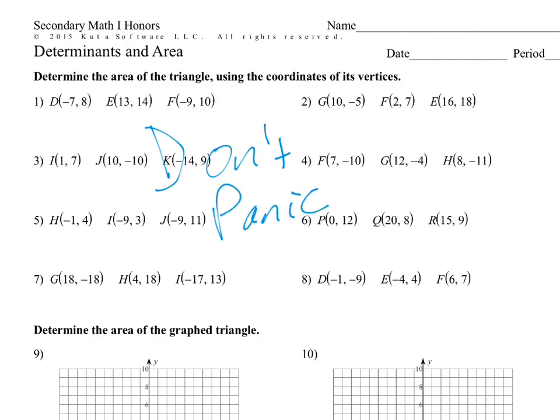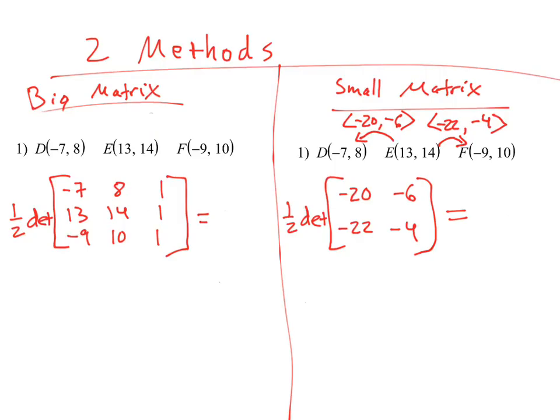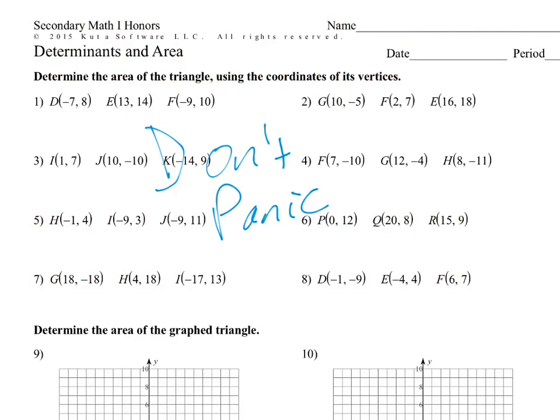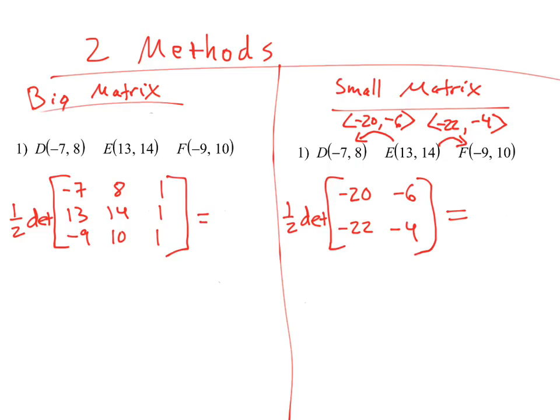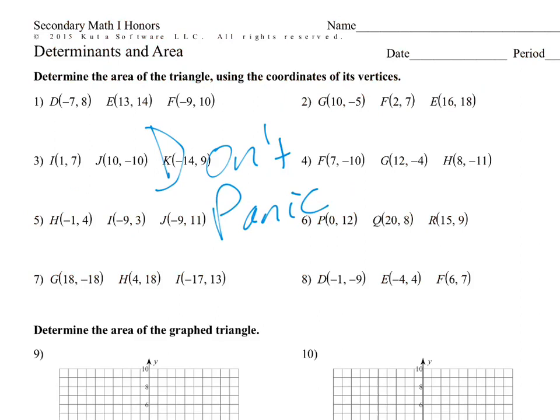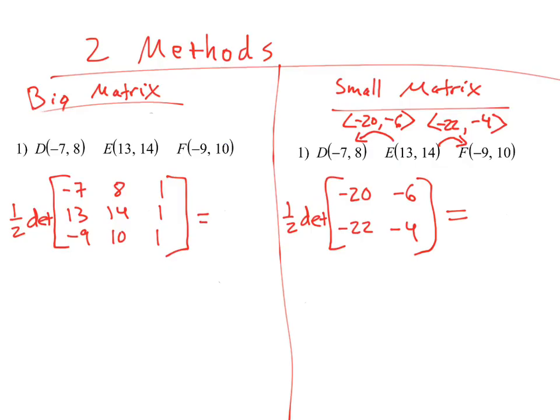You will need a graphing calculator, or at least a calculator that can get the determinant of a matrix. Because what's going on today is you are going to get the area of a shape on the coordinate plane using vectors and/or matrices. There are two different methods you can use to get the area of these shapes. These are both number one on your assignment right here.